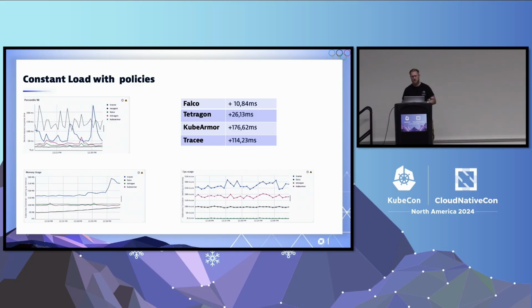So I added the policies, and now we have Falco with 10 milliseconds, Tetragon with 26, KubeArmor with 176 milliseconds, and then Tracy with 114 milliseconds. In terms of CPU resource usage, it didn't change much, to be honest, compared to the first test. It just adds more overhead on the response times.